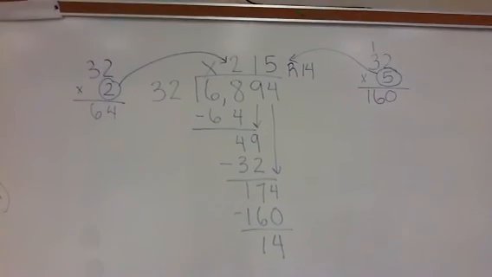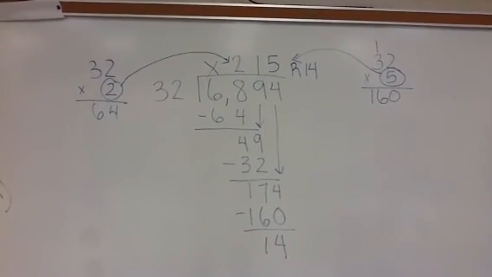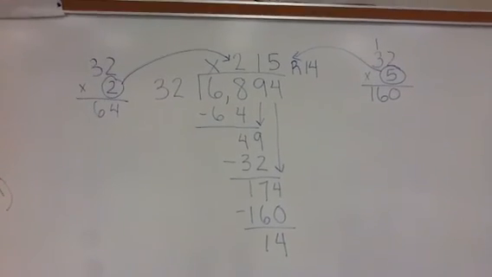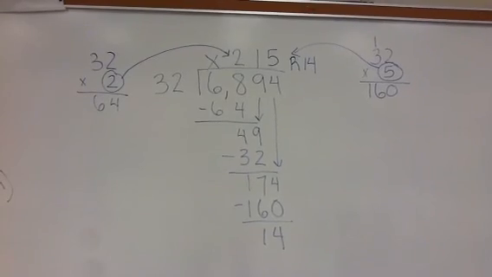The number on top, our answer, is called the quotient. The number outside is called the divisor, and the number inside is called the dividend, the number that you divide into.